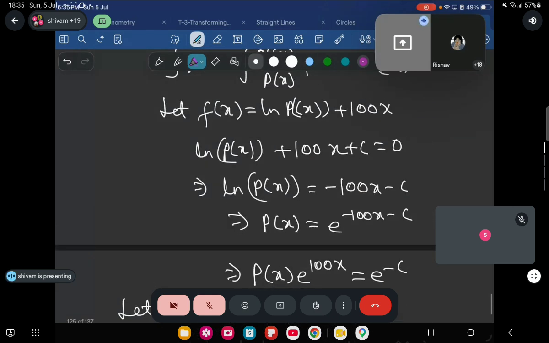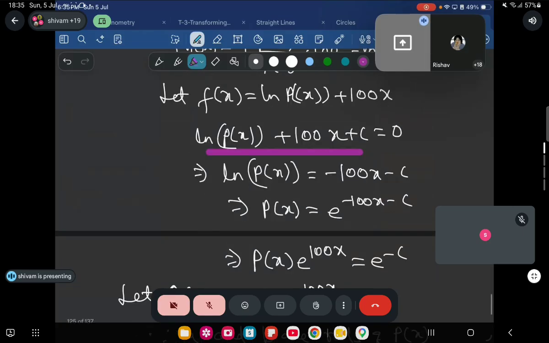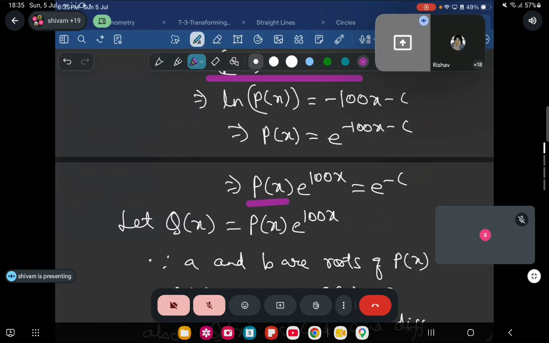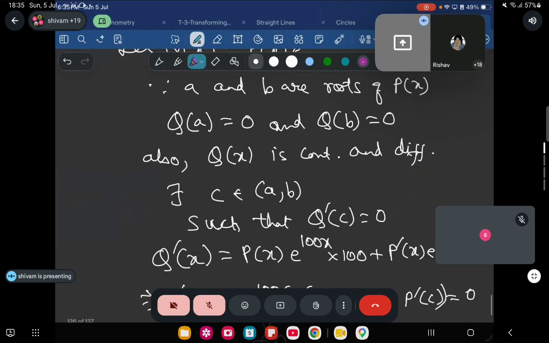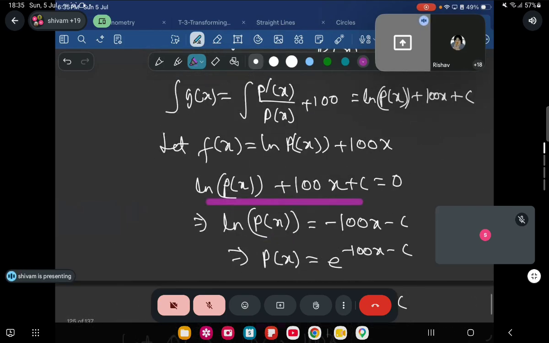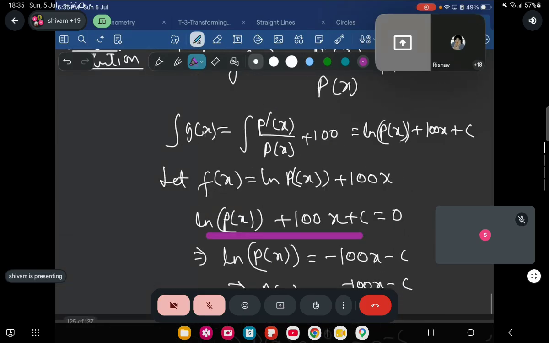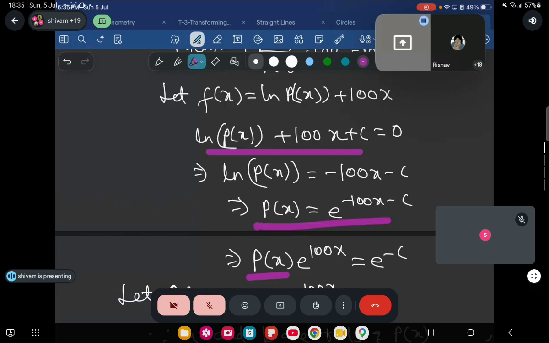To find out what will be the polynomial p of x, are you getting? ln p of x plus 100x plus c, I have taken it as 0 to find out the value of p of x, then I can apply Rolle's theorem. Are you getting? First of all, I was creating the function p of x. But how can you equate it to 0? To create p of x, see, I have created p of x. What should be the value of p of x?